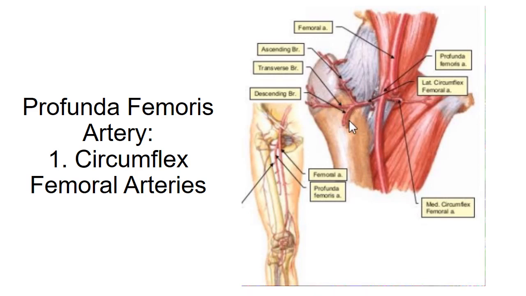Then comes the descending branch of lateral circumflex femoral artery. This branch runs down along the anterior border of vastus lateralis muscle and joins the genicular periarticular anastomosis. This genicular periarticular anastomosis is patellar network or anastomosis around knee joint.